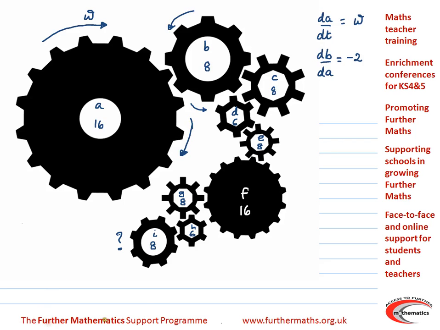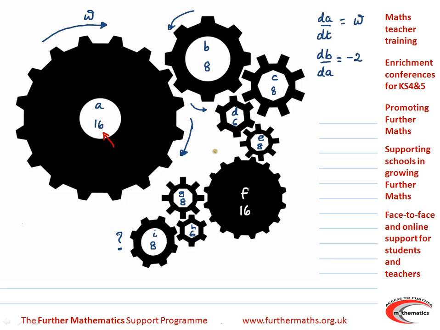Okay, so let's take a look at adding some extra information on here. I think you can probably see that the number of teeth on each of the cogs has a bearing on how they relate to each other. So I've shown here that I've counted up A's teeth, it has 16 teeth, B has 8 teeth, C has 8 teeth, D only has 6 teeth, E has 8, F has 16 again, G has 8, H has 6, and I has 8.